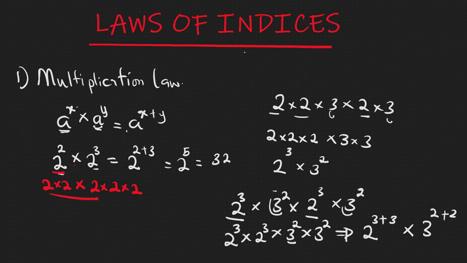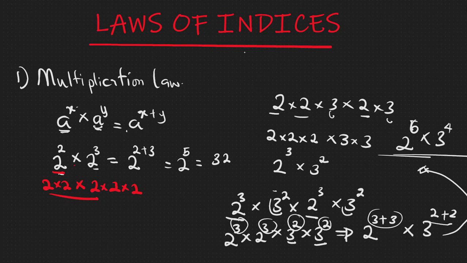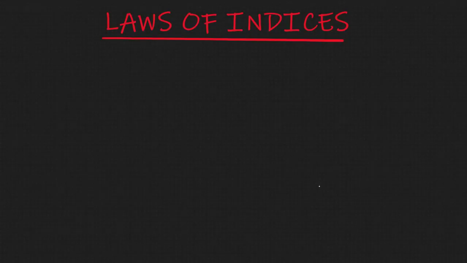Why? Because these and these have the same base. Therefore, we add this power and this power. Then this one here, we add this power and this power, giving us this. So now we can say that we have 2 raised to power 6 times 3 raised to power 4. So that's it. If you have two groups of factors, that is of different numbers, that are multiplied, the different factors are collected as one group to give the product. The second law is the division law.